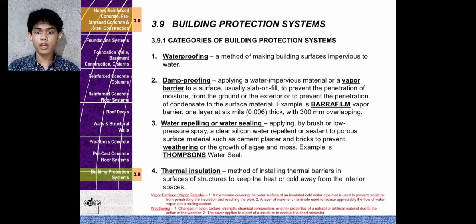The next one will be the damp-proofing: applying a water impervious material or a vapor barrier to a surface, usually a slab on fill, to prevent the penetration of moisture from the ground or the exterior, or to prevent the penetration of condensate to the surface material. An example is the Barafilm vapor barrier, one layer at 6 mils, 0.006 thick, with a 300 mm overlapping.